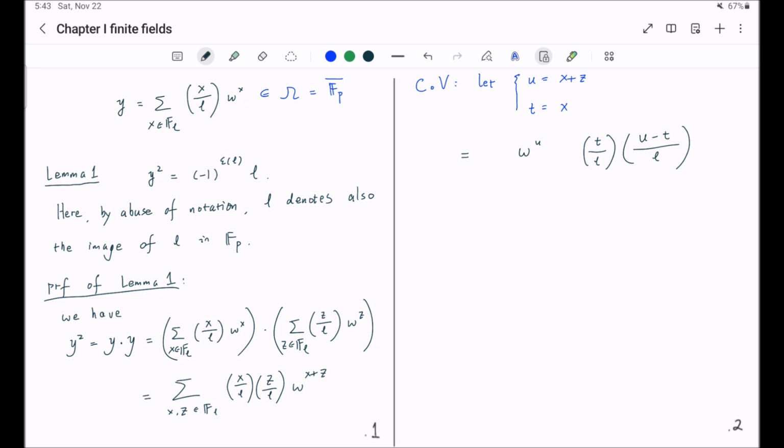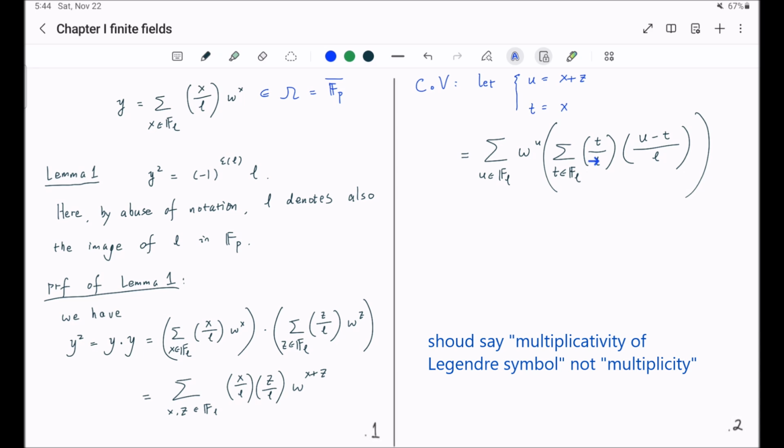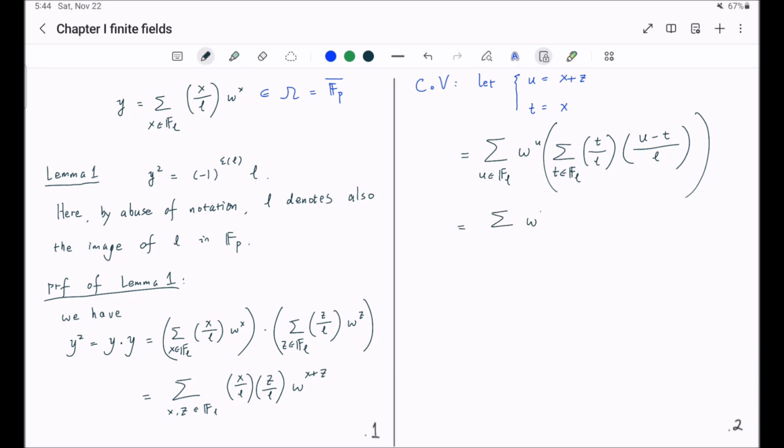But we are going to write this as an iterative sum. We can first sum over all possible values for t in FL, and then we sum up this whole thing for all u in FL. Because of the multiplicity of the Legendre symbol, we can put these two together. And we denote this equation by asterisk.